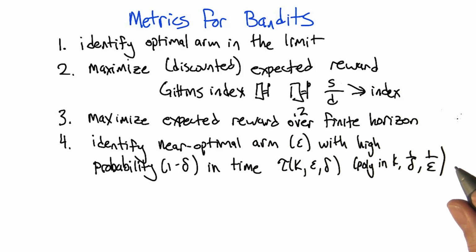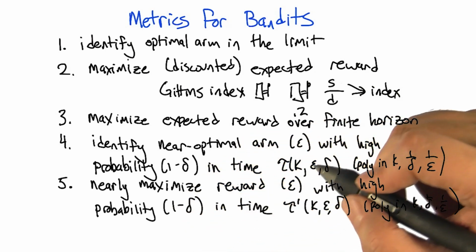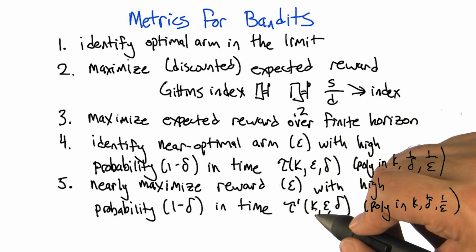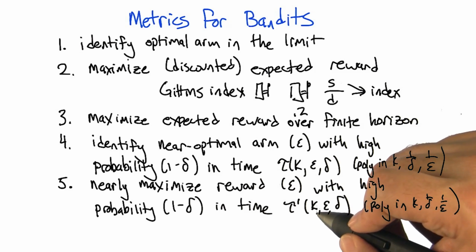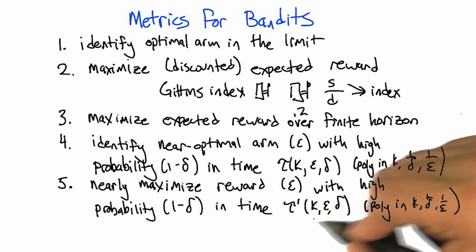Well, it's a classification if the goal is to classify the best arm. Yeah, that's a good way to think about it. Sure. So here's a metric that's kind of like number 4, in that we're going to have some function of epsilon, delta, and k that is going to give us a number of time steps.